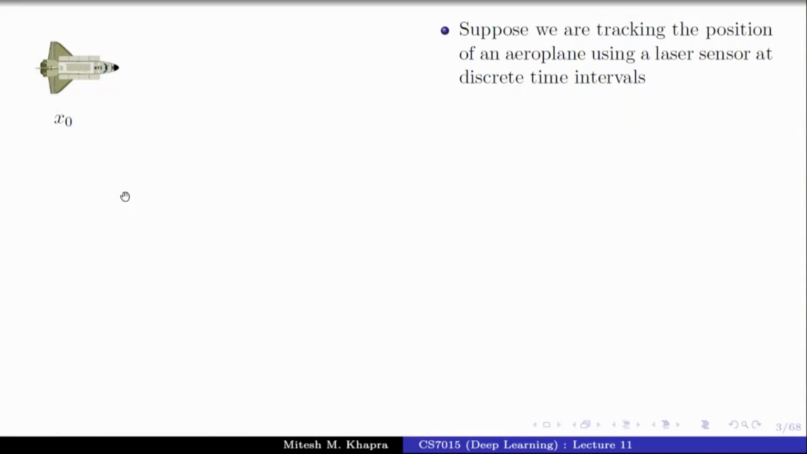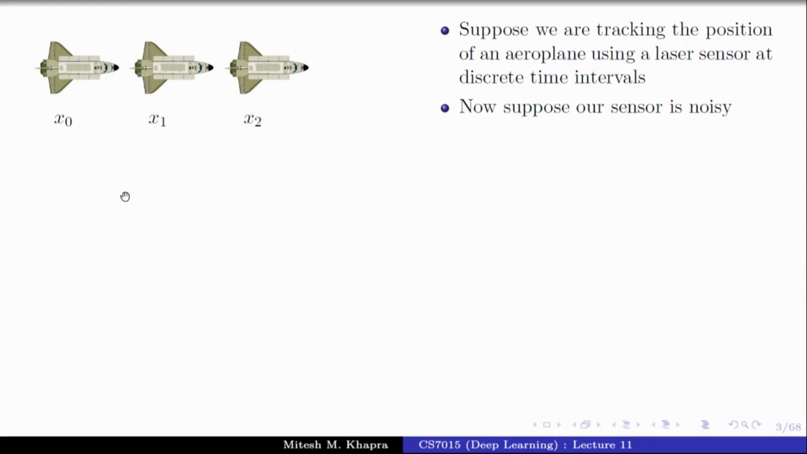Suppose you're tracking the position of an aeroplane using some laser sensors at discrete time intervals. So after every 10 seconds or 30 seconds, you are measuring where the aeroplane is. Suppose the flight is taking off from Goa to Chennai, and after every 10, 15, 30 seconds, you are measuring how far the flight is from Goa. But it's possible that there's some error in your sensor or measuring equipment. So instead of relying on the current measure, you want to rely on all the previous measures.